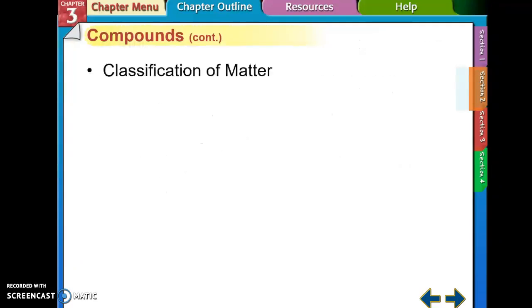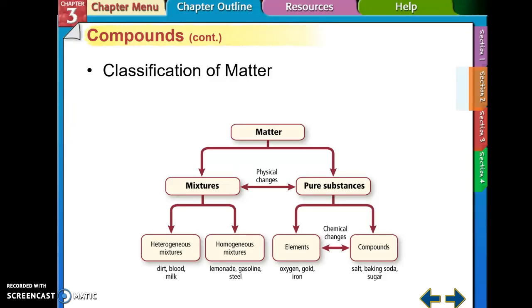So the classification of matter. This is another topic that we're going to be talking about in Chapter 3. When we classify matter, we classify it as either a mixture or as a substance. A mixture is going to be something that is mixed together, like Chex Mix, lemonade, gasoline, milk, blood, dirt, things like that. A pure substance, on the other hand, is something that's going to be on the periodic table, or it's going to be a compound that I can only break down through chemical means. So this chart's going to be helpful. Chemical changes over here, physical changes over here.